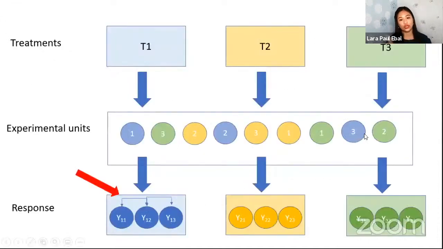Just to illustrate, I think you're already familiar with this picture or diagram. So the experimental error comes here, and this value is here. The discrepancies between Y11, Y12, and Y13, again, are incorporated in the experimental error.